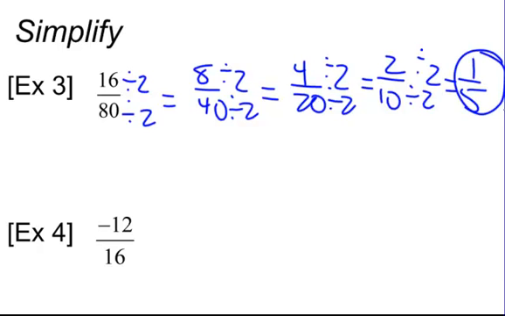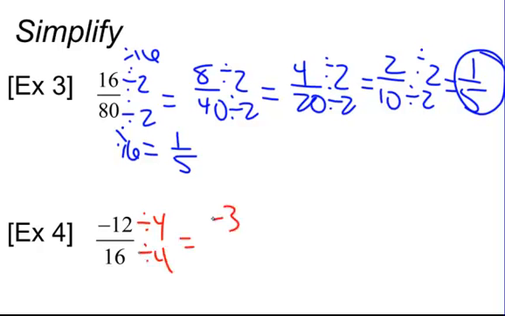You could have also just gone straight here, and I know that 16 could divide this, divide this by 16, and you end up with 1/5. All right, what about this? Negative 12/16. I know that 4 goes into both of them, because 3 times 4, 4 times 4, so let's divide by 4. And I get negative 3/4.